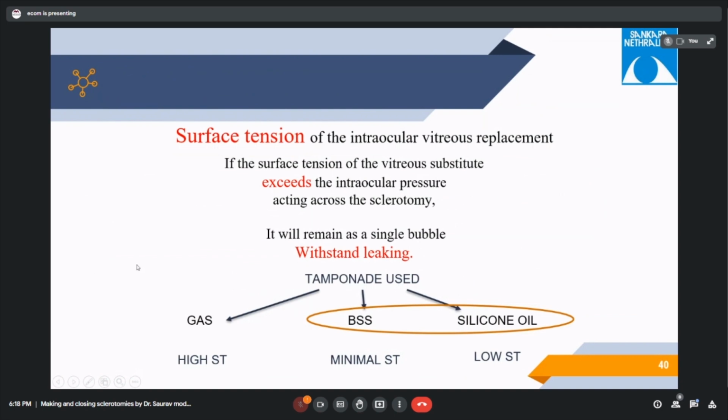Secondly, the surface tension of the intraocular vitreous replacement. If the surface tension of the vitreous substitute exceeds the IOP acting at the sclerotomy site, it remains as a single bubble and withstands leaking. Commonly used tamponade gas has a higher surface tension as compared to oil and BSS. Silicone oil has the lowest surface tension, so it has a higher chance of leak and needs wound closure.